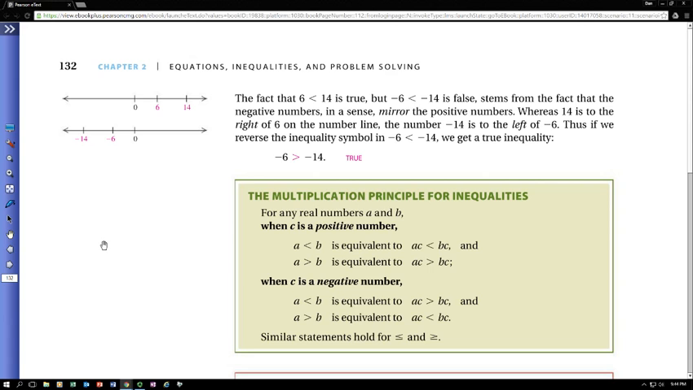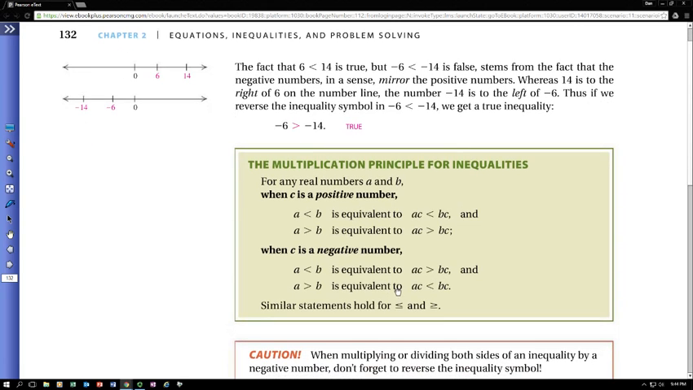So they give us this rule that says if you are using the multiplication principle, which allows me to multiply both sides of an inequality symbol by the same number, if I'm multiplying by a positive number, it's just like the equation part. The less than symbol stays less than symbol here, and so on. Now if I multiply by a negative number, here they're saying C is a negative number, it reverses the inequality. This less than symbol changes to greater than, and so on, and similar with that.